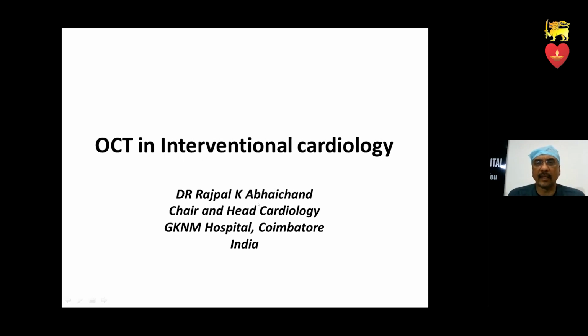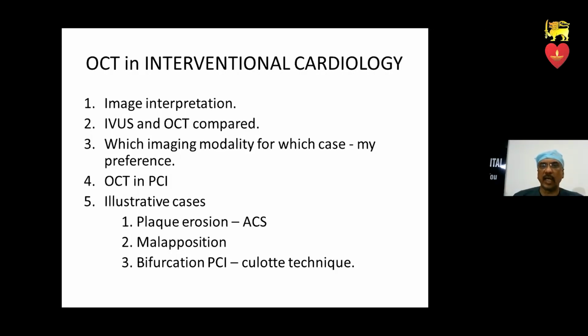So I would like to thank the Sri Lankan College of Cardiology for giving me this opportunity, and I bring you greetings from GKNM Hospital, Coimbatore, India. Over the next 20 minutes, we will look at OCT in interventional cardiology. I shall divide my talk into 5 small bits: image interpretation, comparison of IVUS and OCT, which image modality to choose and why, my preferences, OCT in PCI, and 3 illustrative brief cases.